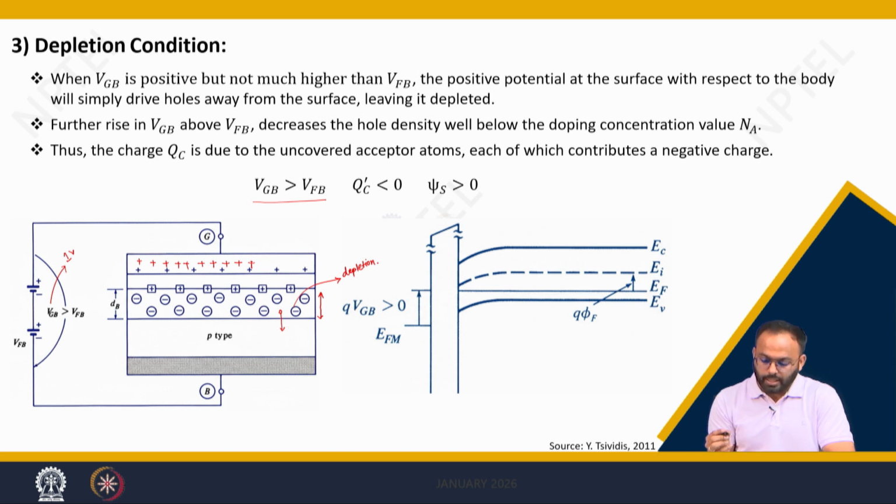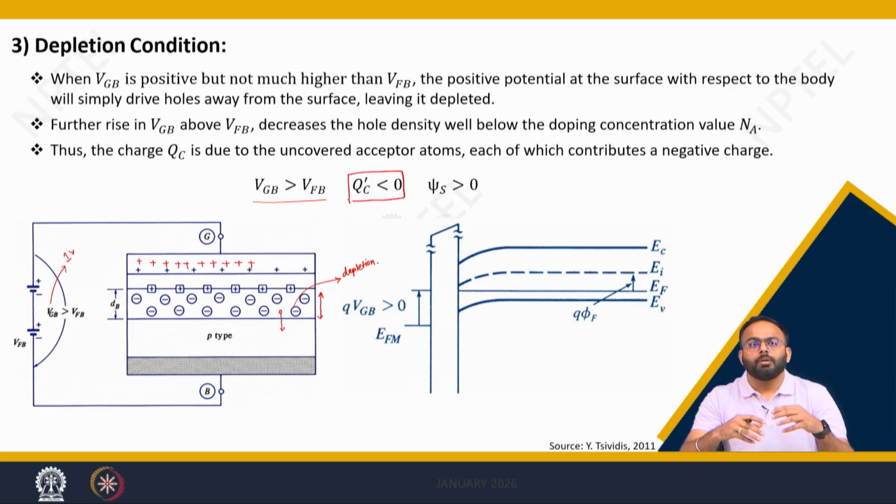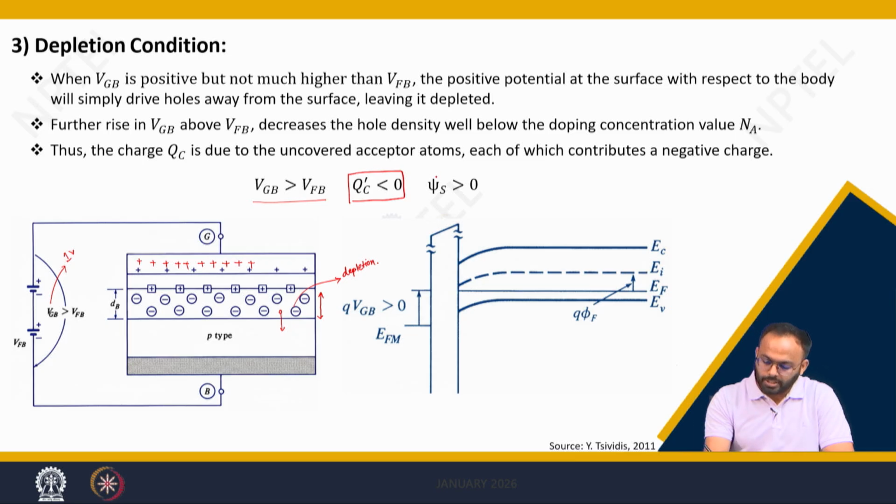In the depletion region, if I write the charge condition and the potential condition, you see the charges in the semiconductor are given by negative acceptor ions, right? So these acceptor ions are negative and hence the total channel charge is negative. If the channel charge is negative, what potential is responsible for causing a negative charge? It's positive. So the surface potential will be positive.